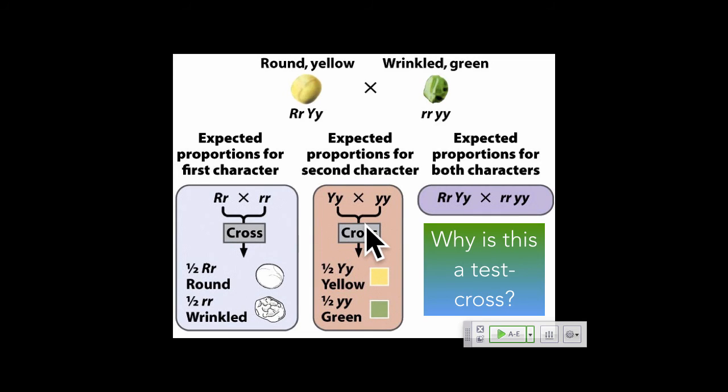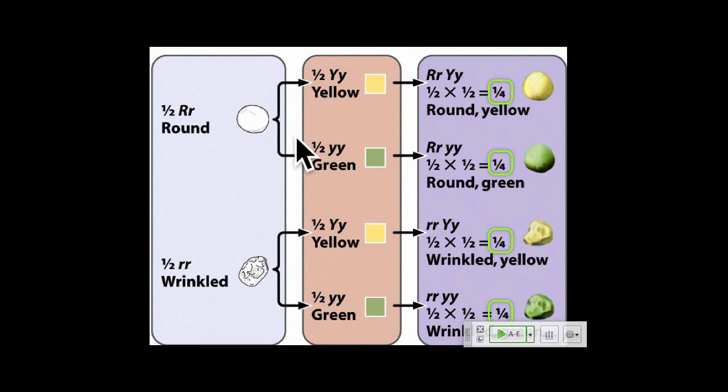Do the same thing with the color. Half yellow, half green. Multiply the two together, and you get 1/4 of each of those phenotypes. Exactly what you get out of the dihybrid cross Punnett square, but you don't have to draw it. Yes?